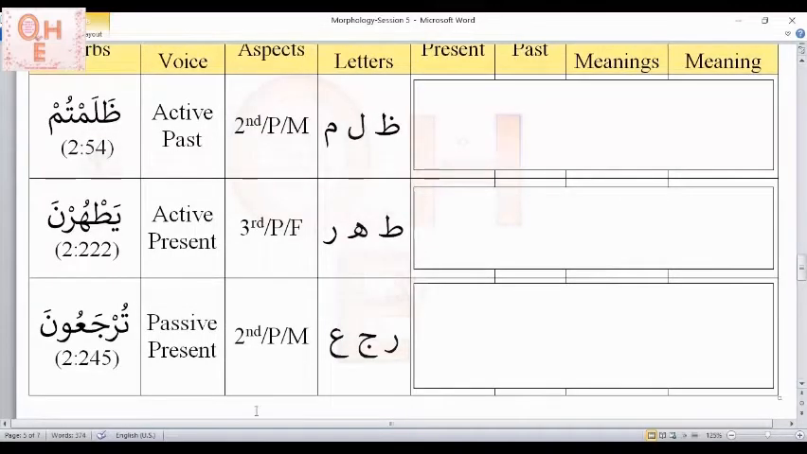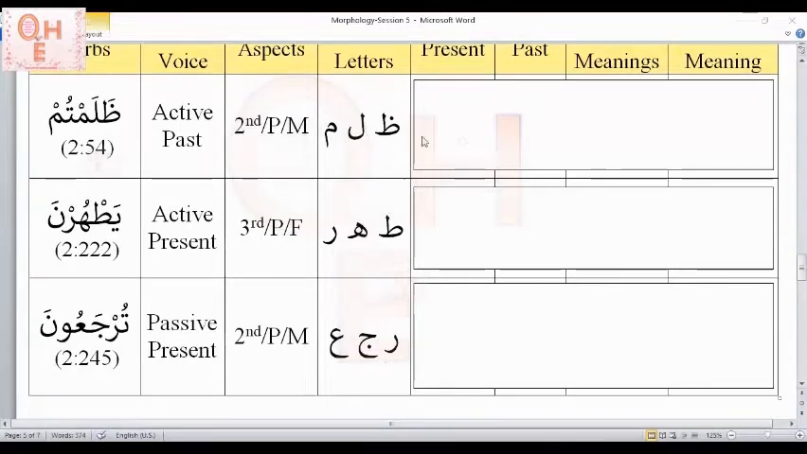And our next word is turja'una. Obviously, it looks like present tense, right? So we look into the voice now. The prefix has a dhamma, so this is passive present tense. And I see una that tells me plurality, and if you run the table in your mind, you'll see it falls under second person plural male. And if I exclude the prefix and suffix, I get ra, jim, ain. Okay, so we got these three sets of root letters.